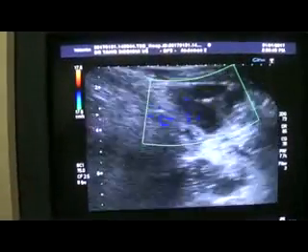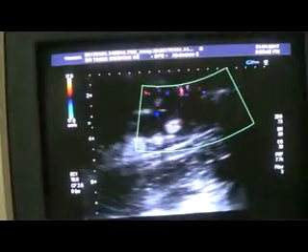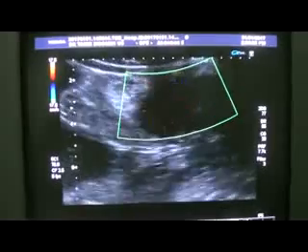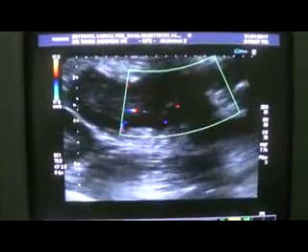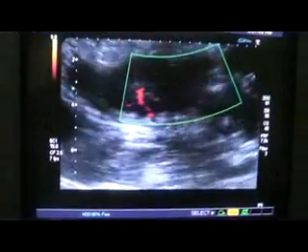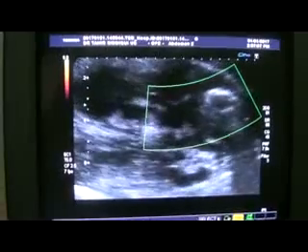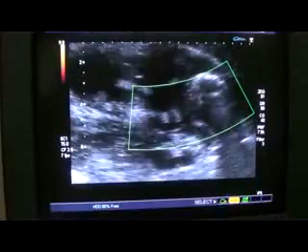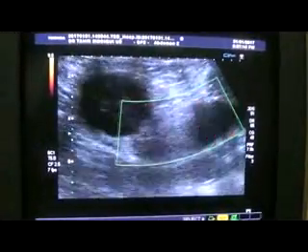So this is the bowel mass. Now again showing you the bowel mass. See the vascularity of this wall. The target sign.